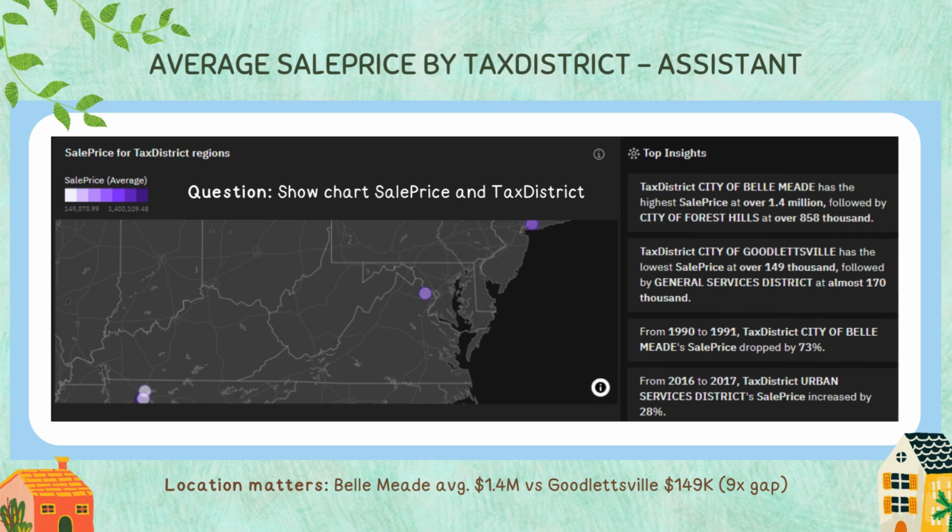This map came from the assistant, and it's showing average sales prices by tax district. Since my question was location based, a map was the right tool and it instantly shows geographic differences. And the gap is huge. Belmead at 1.4 million compared to Goodlettsville at 149,000. That's about 9 times higher.